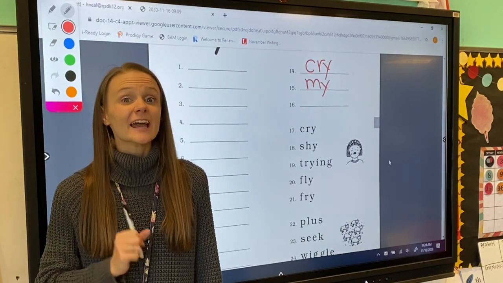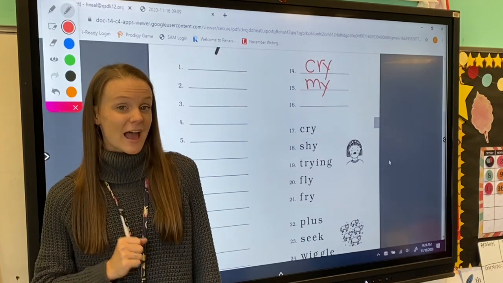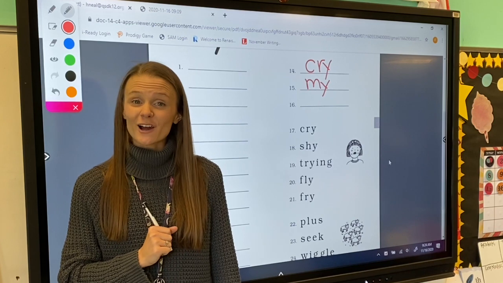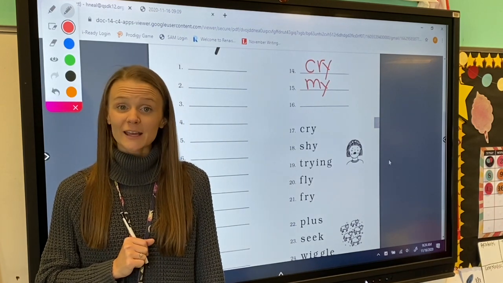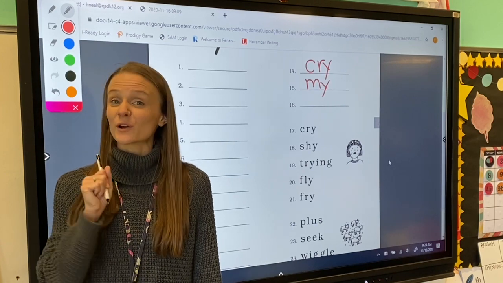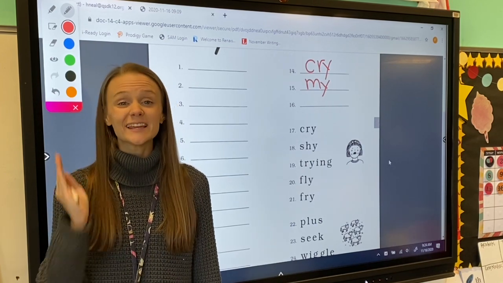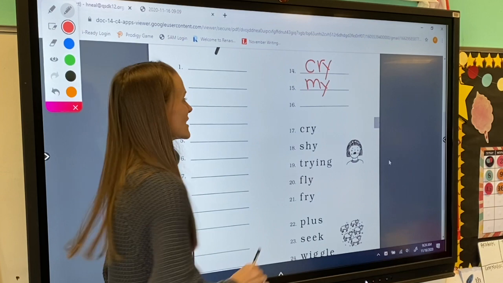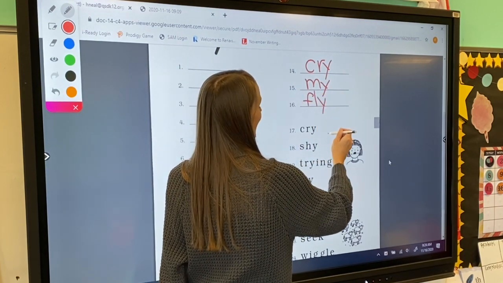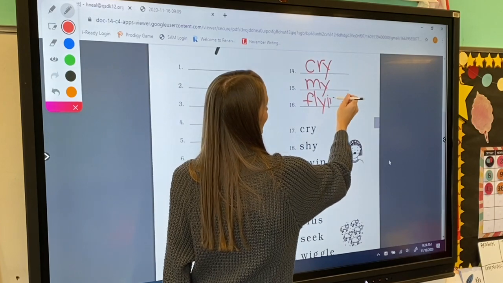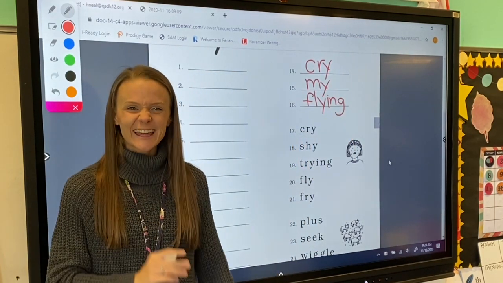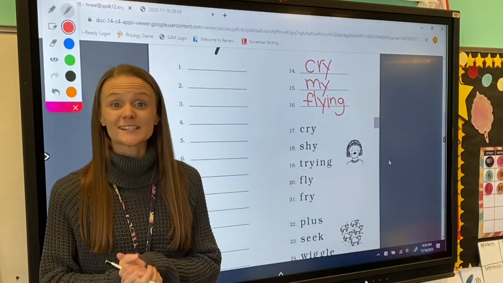For number 16, we're going to spell the word flying. Flying has an I sound in there, but it also has the ing suffix. So let's start by writing the word fly. I hear that I sound. I know I'm going to use letter Y because it comes at the end of the word. So I'm writing F-L-Y, I-N-G. Flying. Excellent.